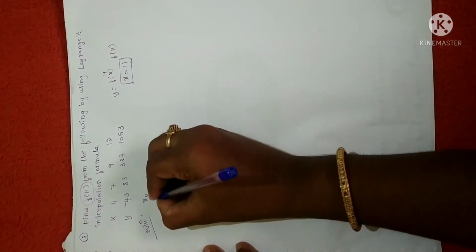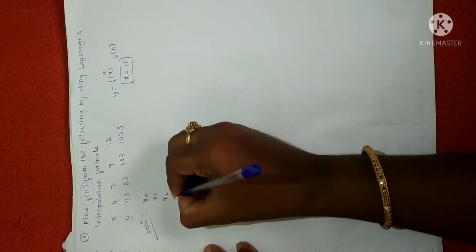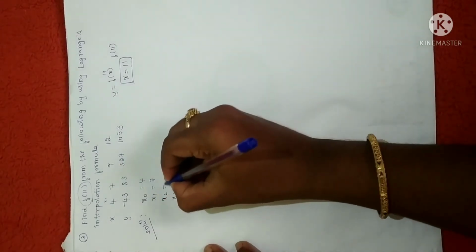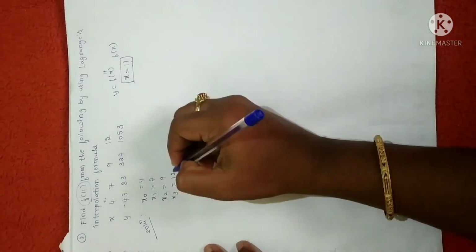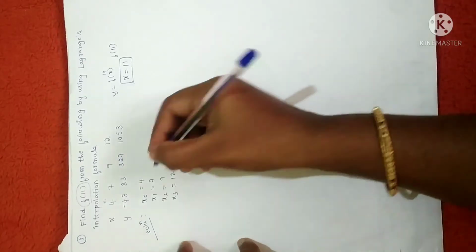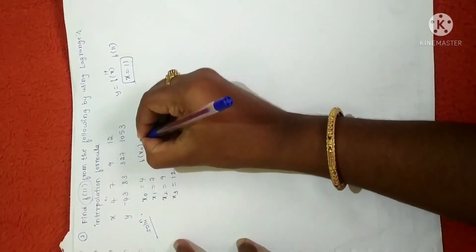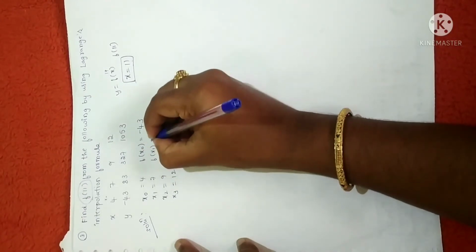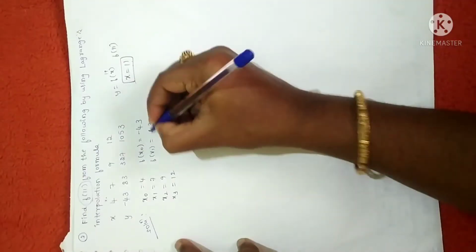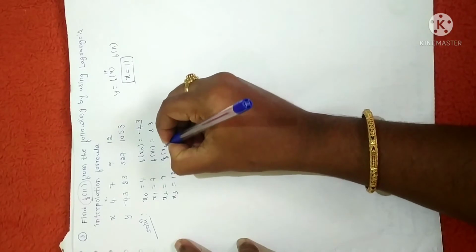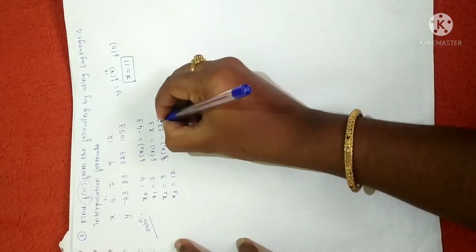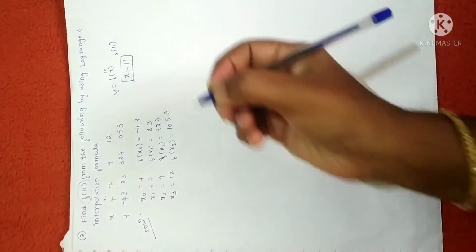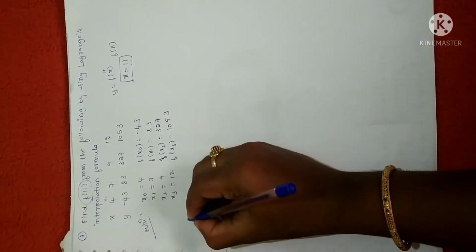Now let me write the list: x0, x1, x2, x3. This is x0, so it is 4, x1 is 7, x2 is 9, x3 is 12. So 4 points is given. Again you have to use the 4 point formula. Similarly, f of x0 is minus 43. You have to write along with the signs. So f of x1 is 83, f of x2 is 327, f of x3 is 1053. Fine.